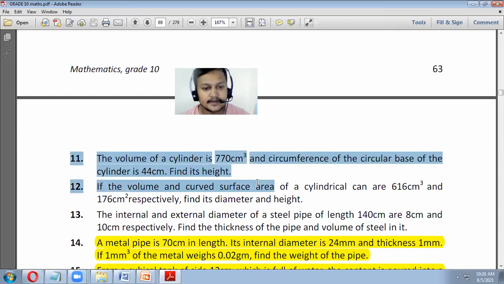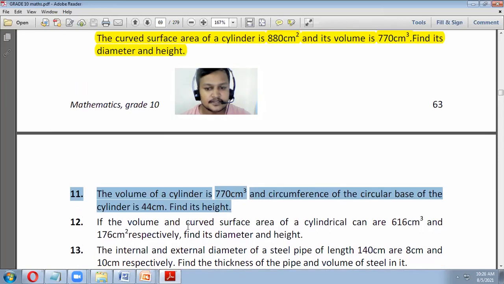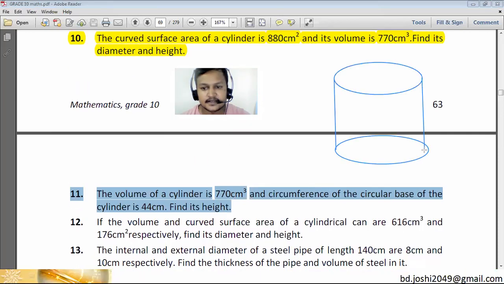Look at question number 11 now. The volume of cylinder is 770 cubic centimeter and circumference of circular base of the cylinder is 44. Find its height. Did you get the meaning of this one? This is one cylinder given to us, 770. Volume pi r square h is 770 and circumference of circular base is 44 centimeter.